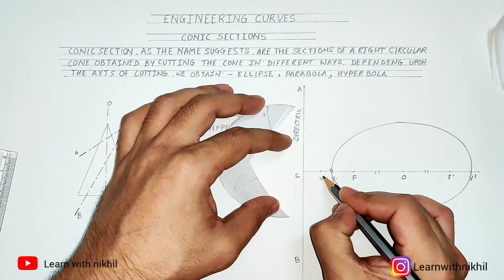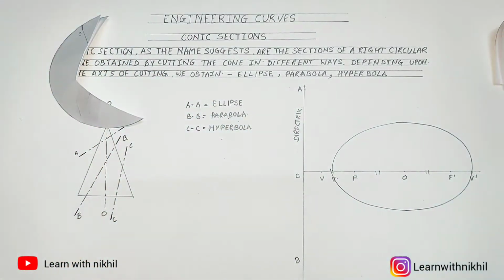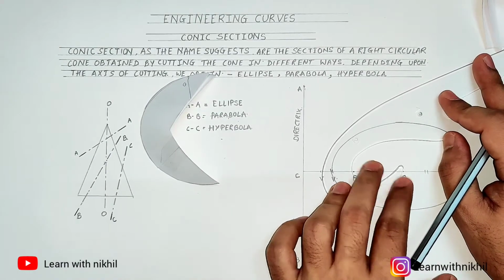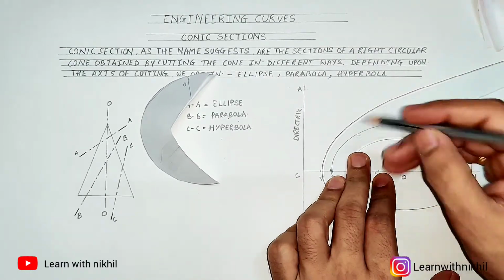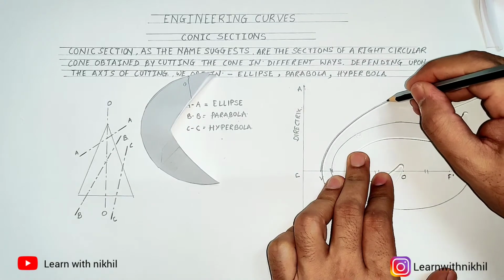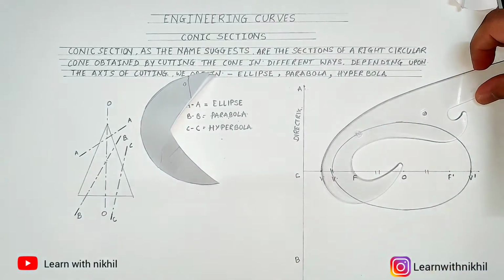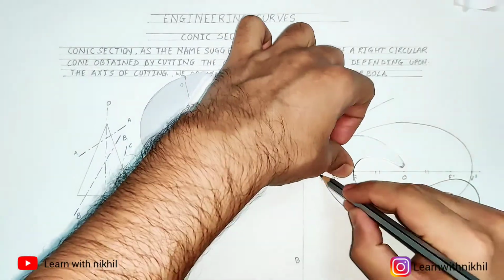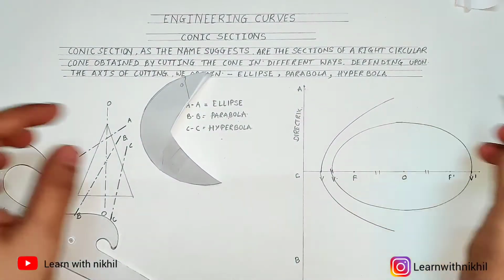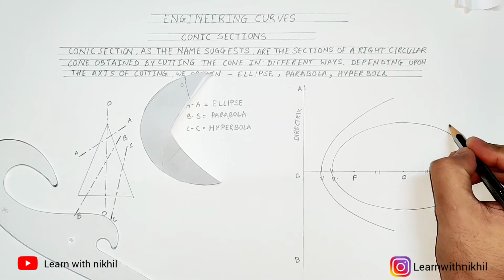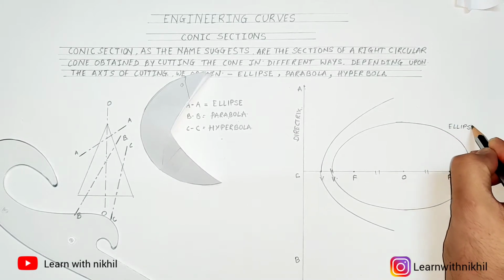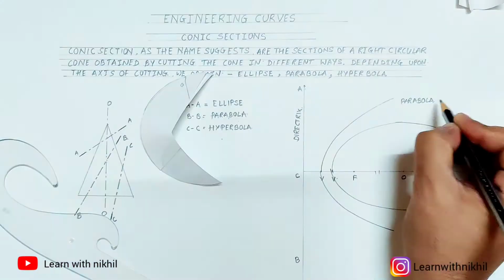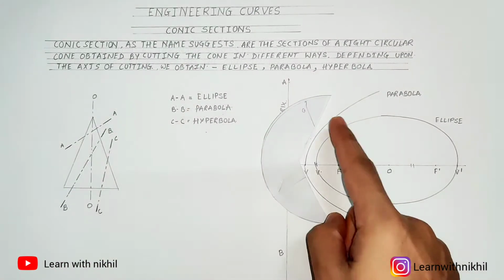Now for the parabola to start, it also has a point V, that is the vertex. So each curve has a starting point named the vertex. I'll just name it. This is an ellipse and this represents a parabola. See the curve.